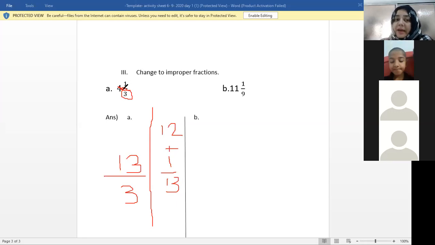So 4 multiplied by 3 is 12. 12 plus 1, 13. 13 will go as the numerator and 3, the denominator, will remain. This became an improper fraction.